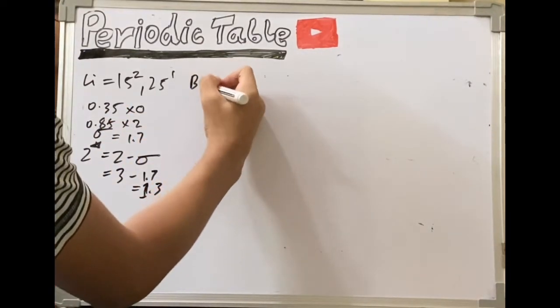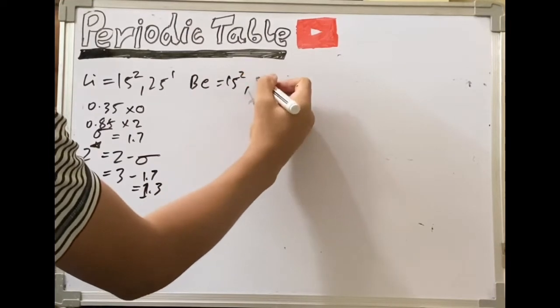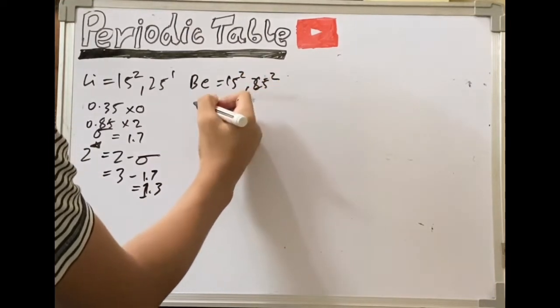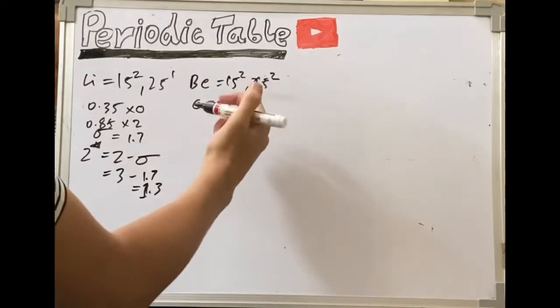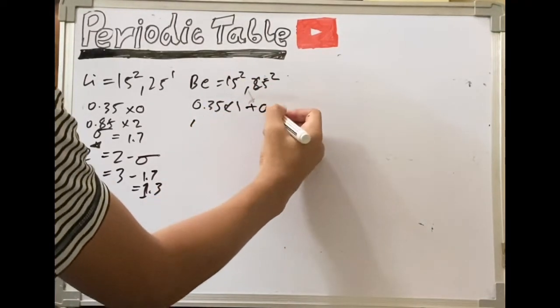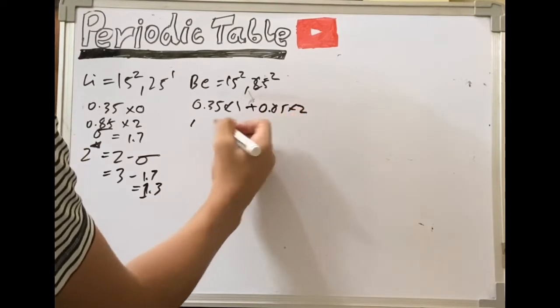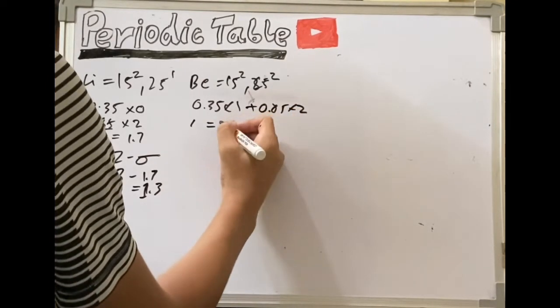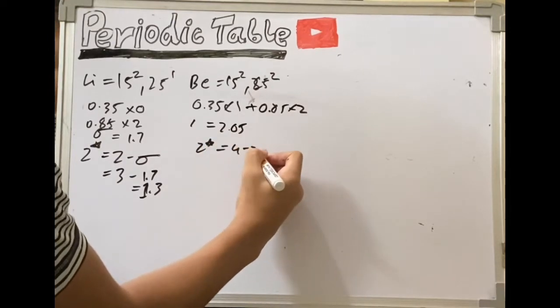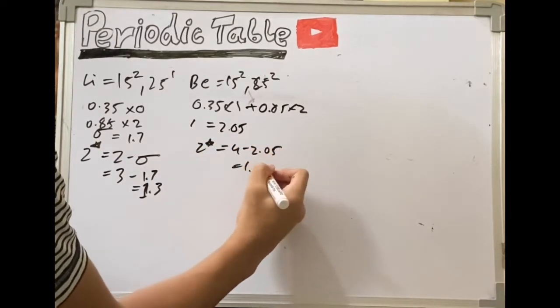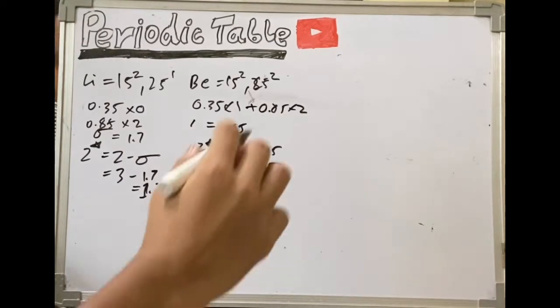Now we'll take beryllium, 1s2, 2s2. So it will be 0.35 into 1 over here, because 1 electron is there in the outermost shell, plus 0.85 into 2. So this will be 2.05, and Z effective will be 4 minus 2.05, that will be equal to 1.95. So we'll take another example.